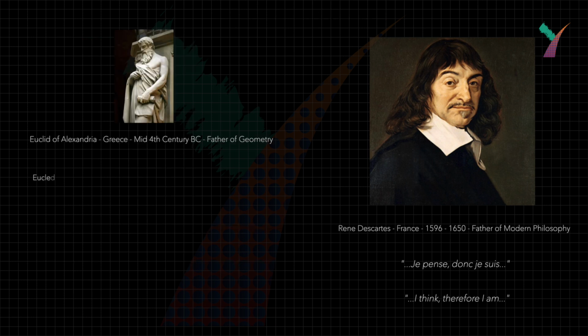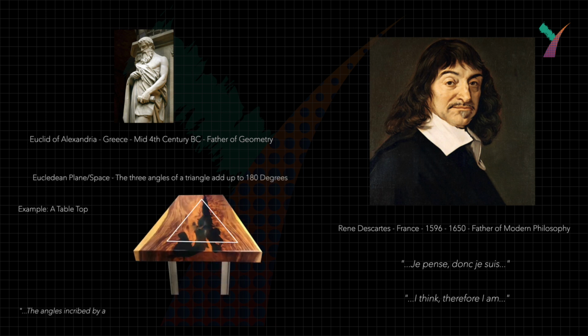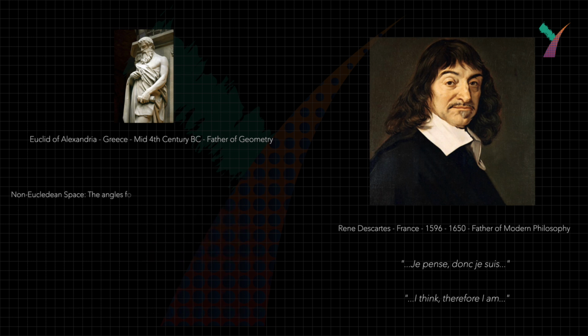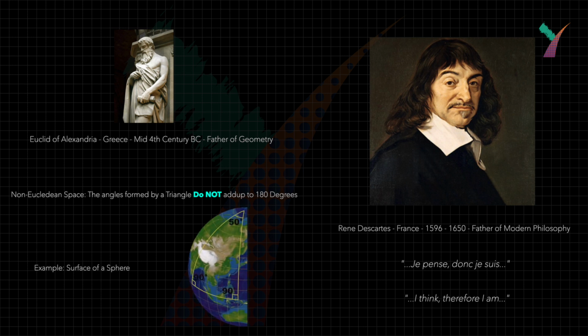Euclid is attributed to definition of Euclidean plane in 2 dimensions and Euclidean space in 3 dimensions. Note the difference. In 2 dimensions, it is a plane, whereas in 3 dimensions, it's a space. On an Euclidean plane, the 3 angles of a triangle add up to 180 degrees, which we are all familiar with. For example, a flat tabletop. In a non-Euclidean space, the angles formed by a triangle do not add up to 180 degrees. For example, the surface of a sphere.